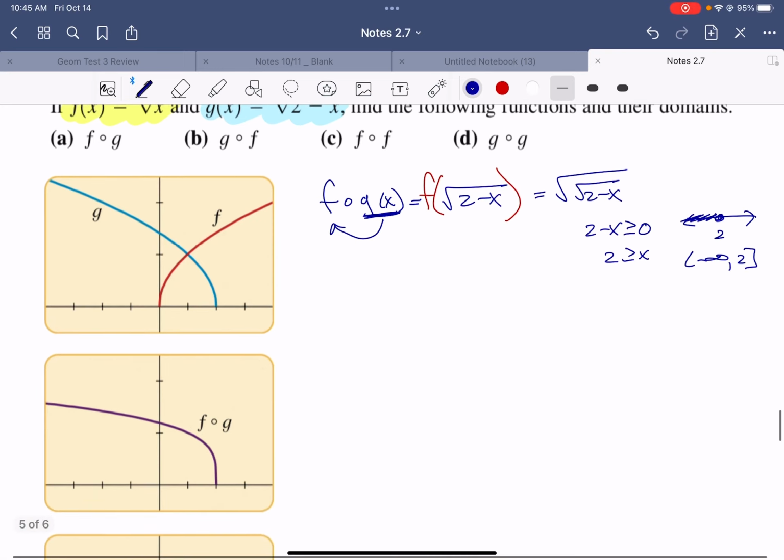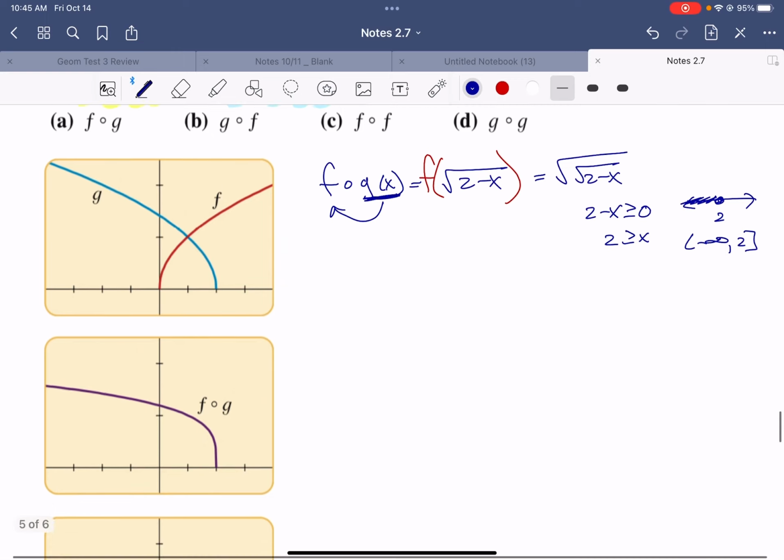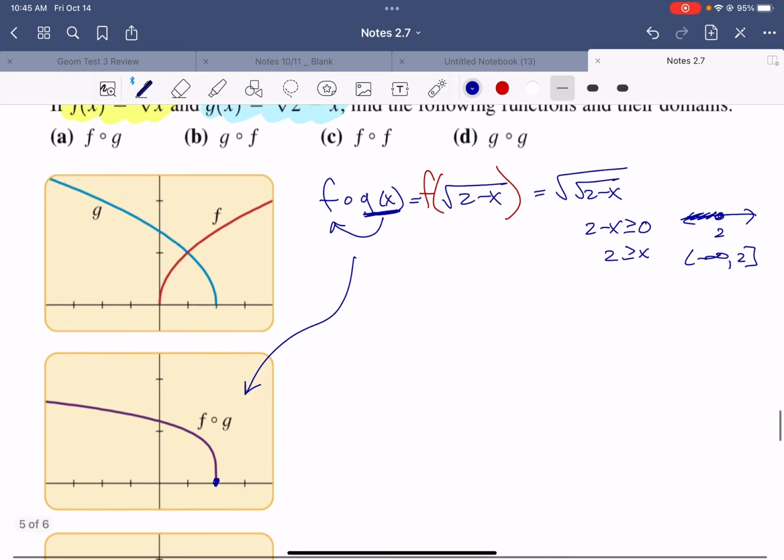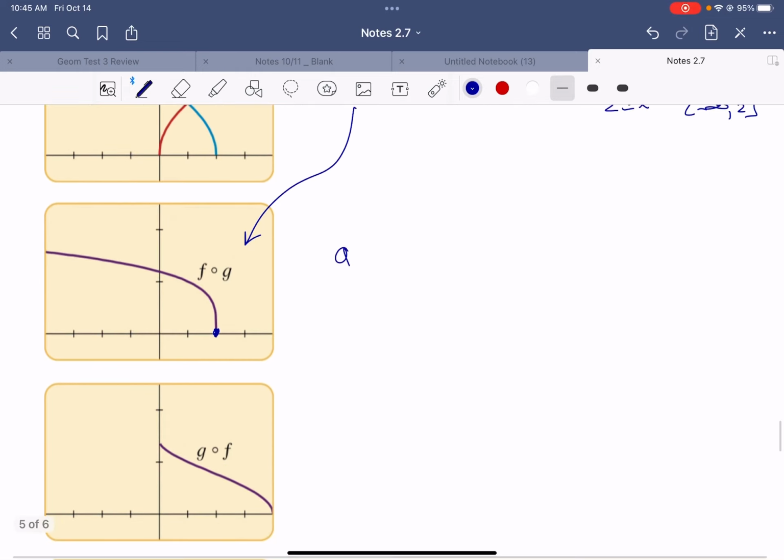Let's look at the next function. So that's pretty cool. If you take our two functions, that's what f of g looks like, right? It goes from 2 all the way out to negative infinity as the domain. We can see that here on this graph of f of g. Pretty cool.